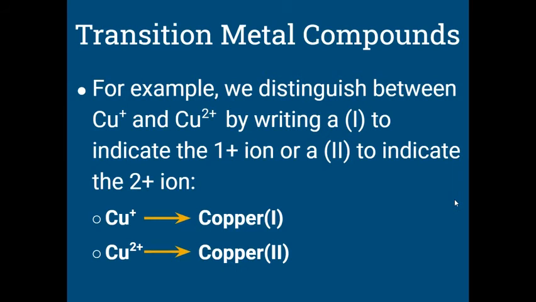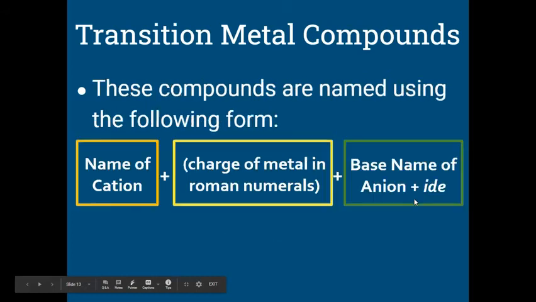All right, so for example, copper could potentially be copper with a +1 charge or copper with a +2 charge. So we're going to use a Roman numeral 1 or a Roman numeral 2, and we'll refer to copper with a +1 charge as copper 1, and we'll refer to copper with a +2 charge as copper Roman numeral 2. Now we're going to write the name of the cation, the full name for the metal, the charge on the metal in Roman numerals, and then the same base name of the anion, either with IDE or, if it's a polyatomic, with the ate or ite ending of that polyatomic.